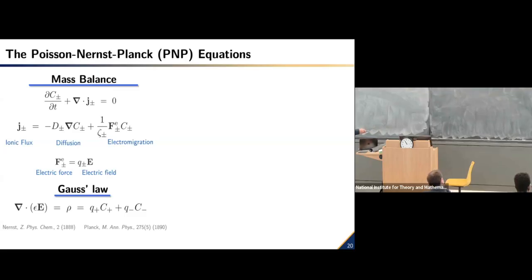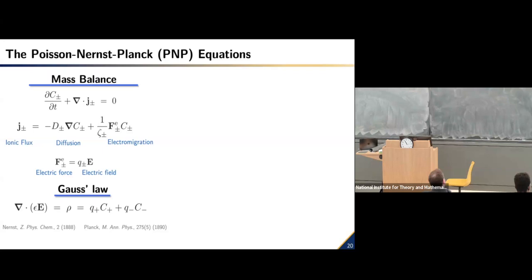And then this is the flux of ions, how they migrate. They migrate through Fickian diffusion. They also migrate down the electric field. That's electromigration. And then finally, to close this problem, you have to satisfy Gauss's law, which says that the electric field has to be related to the charge density, the free charge density.